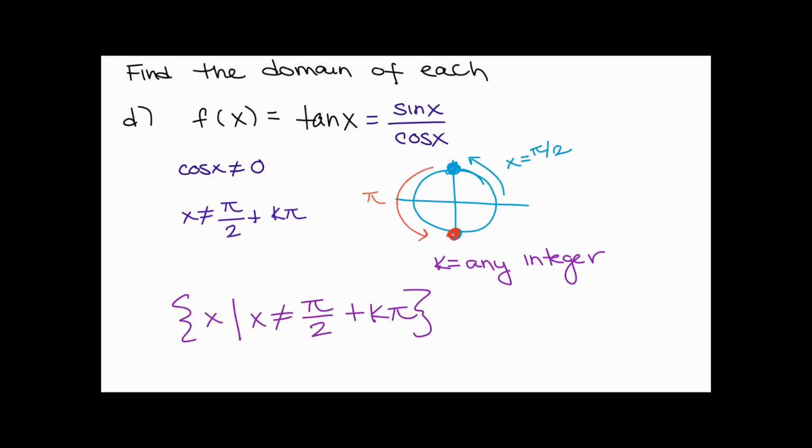Now in this case, it's really hard to write this domain in interval notation because you have an infinite number of intervals. There's an infinite number of places where the function is undefined. And so I'm going to write it in what we call set builder notation. And so I have that written at the bottom of the screen. My domain would be the set of all x's such that x cannot equal pi over 2 plus k pi.